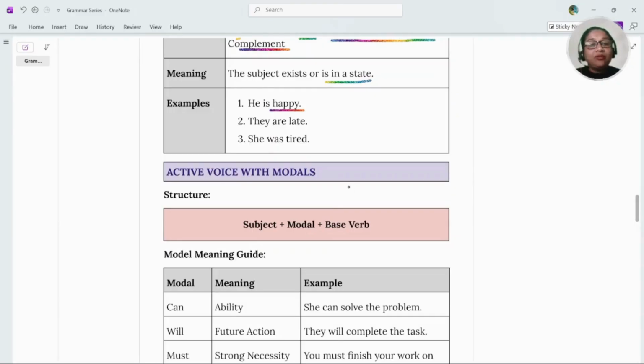Now, moving on to the next topic, that is active voice with modals. What are modals? Not mannequins or models like people who do ramp walk, not them. We'll leave them alone. However, modals in English are words that help you sound polite. Like will, could, can, should, would, must. All right, all these words are very powerful.